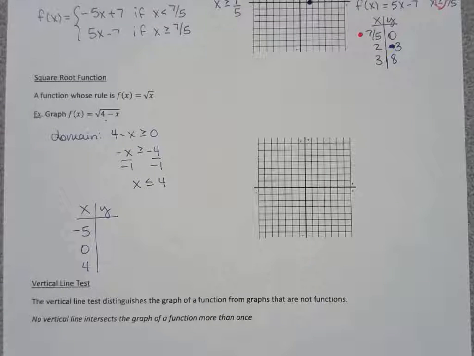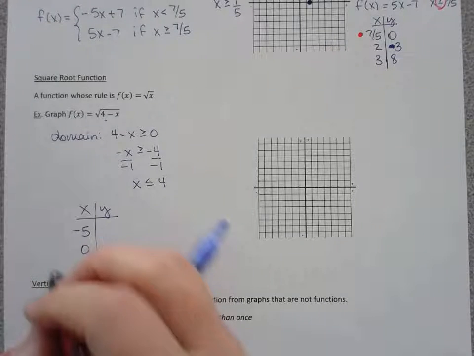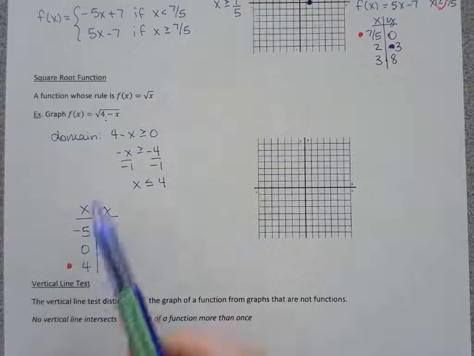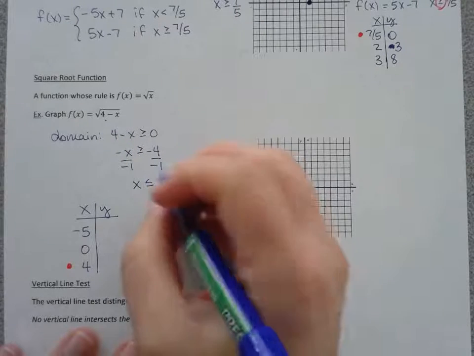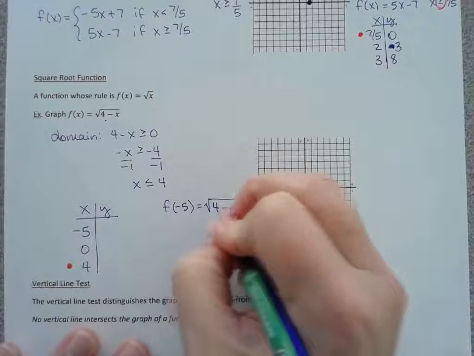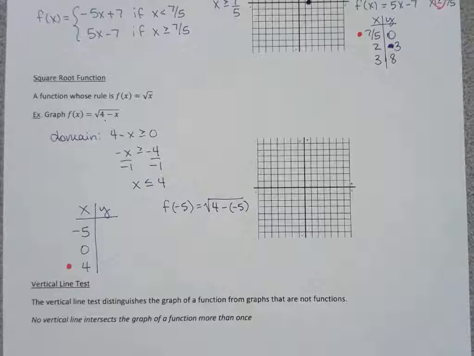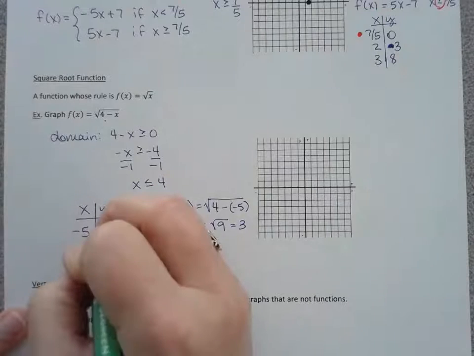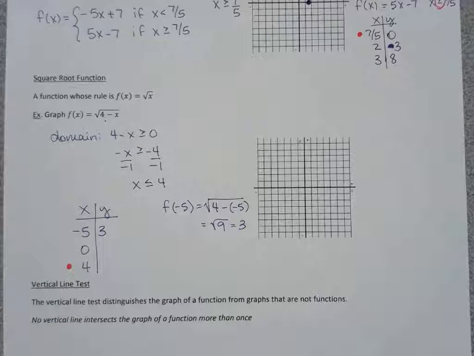Are we including the 4 based on our inequality here? Yes. It's less than or equal to, so we are including that point. I'm going to substitute in negative 5 and evaluate it in my function. So f of negative 5 is the square root of 4 minus a negative 5. Be careful with your negatives: they become positive. So we have the square root of 9, which is 3. So we have the point negative 5, 3.